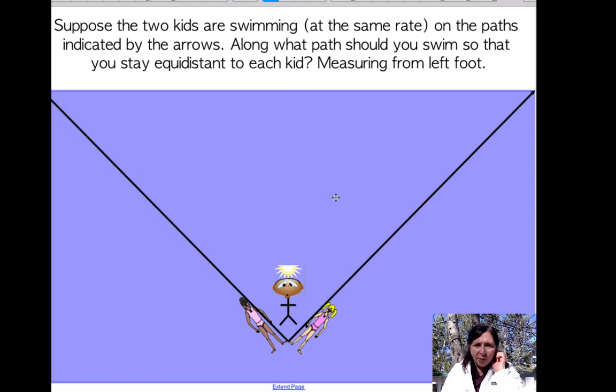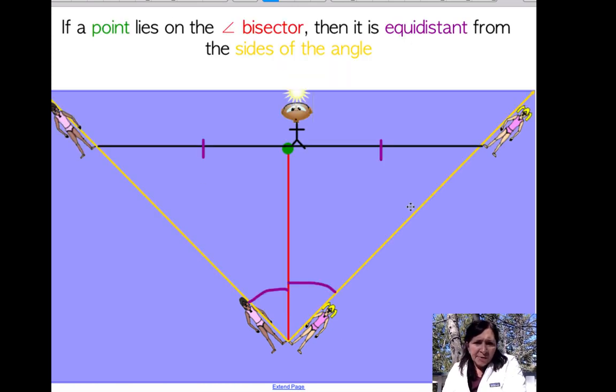Suppose 2 kids are swimming at the same rate on the pass. Along what path should you swim? Well, to stay equidistant from each kid, again, perpendicular distance straight up and down is what I would do. And if a point lies on this angle bisector, okay, perpendicular here, then it is equidistant from each of the sides of the triangle. So basically, as you're swimming, it's going to be the same distance on both sides of the triangle from here to here.